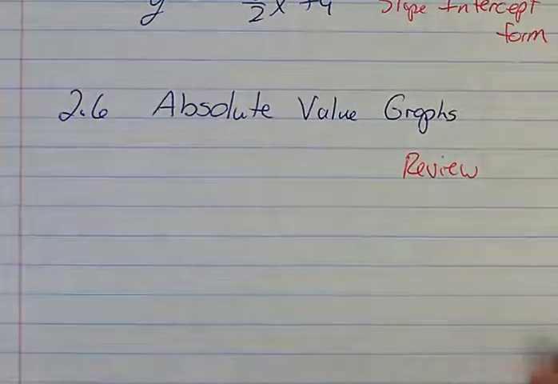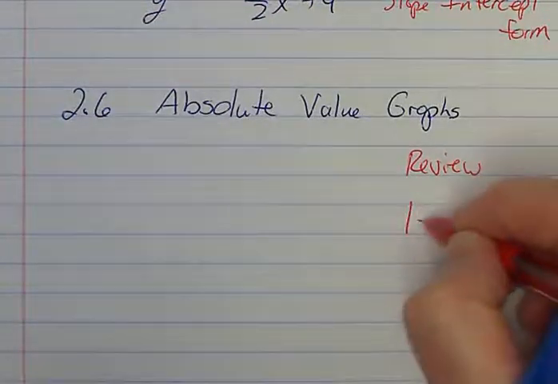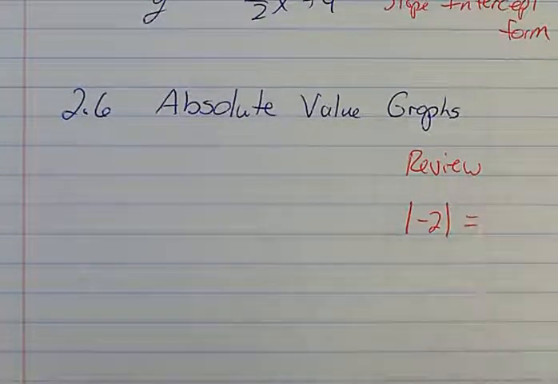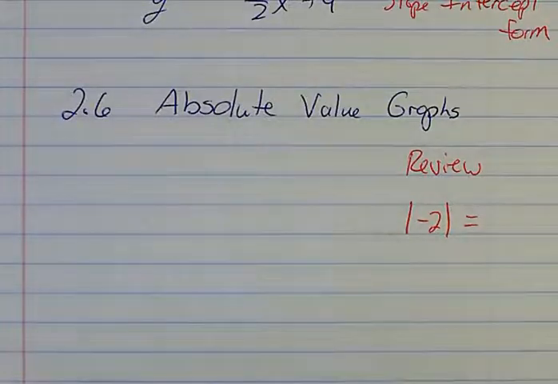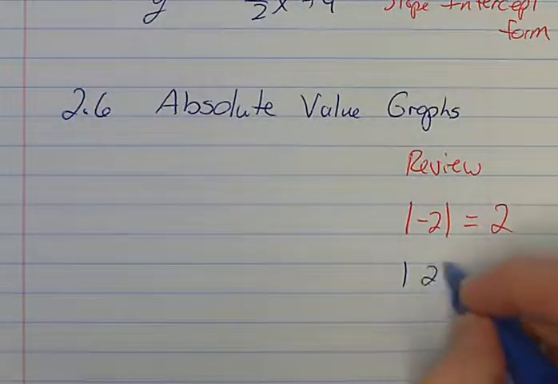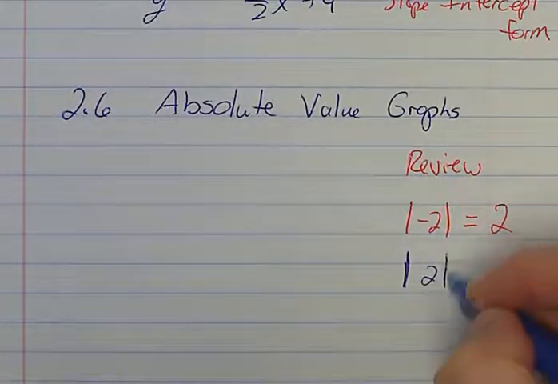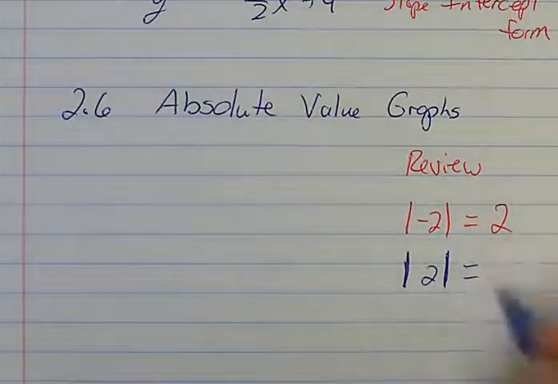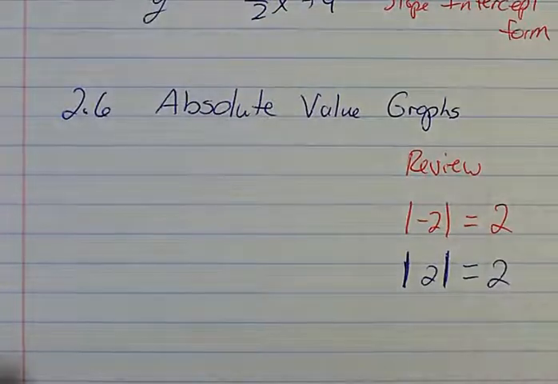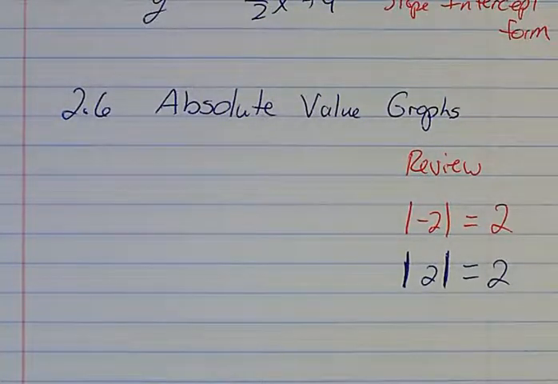Alright, just a quick review though before we do this. What is the absolute value of negative 2? Just 2, right? Remember, absolute value just means you make it positive. Alright, what if the number is already positive? Trick question on that one. If it's already positive, you just leave it positive. So if you did absolute value of 2, it's still also 2. So either way you go, it's always going to be a positive answer.